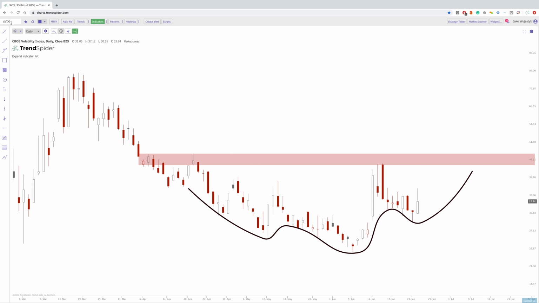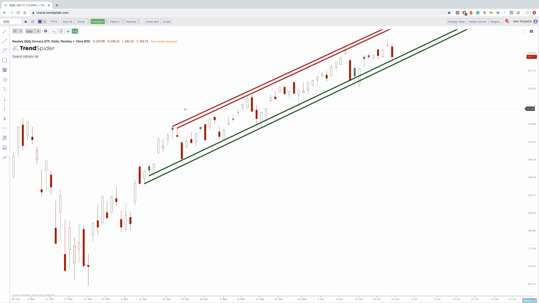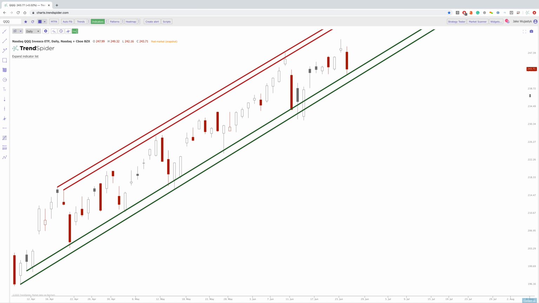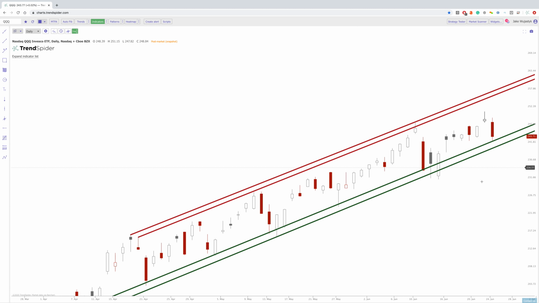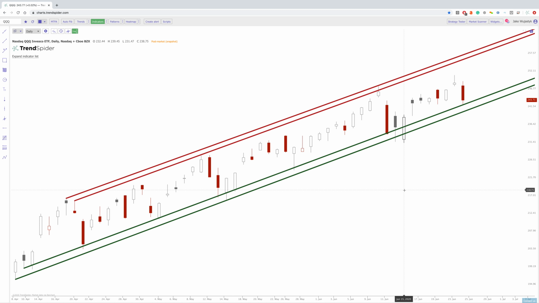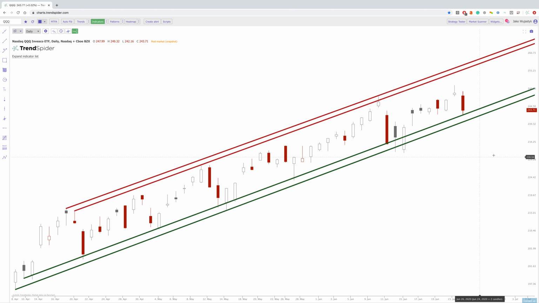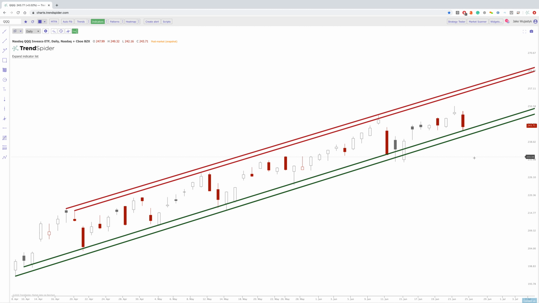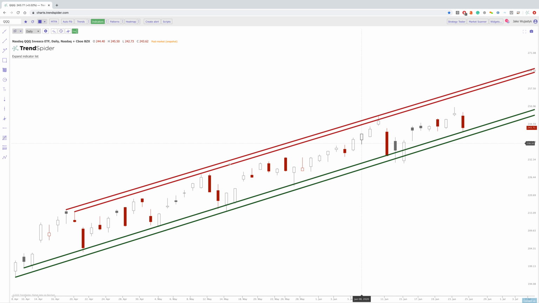So let's go back to the next one, the QQQ, and we'll see what's going on here. What I have here is pretty much the same channel that I've created the last couple days, and really sometimes when you're going over charts, if nothing has changed, if the status quo is the same, i.e. the price action is within this channel, there's really no reason for me to change anything. The price action is still within this range that it has been for literally a couple months now.